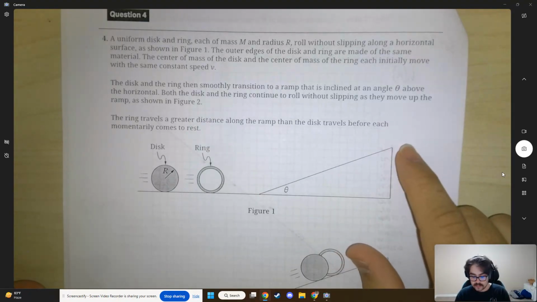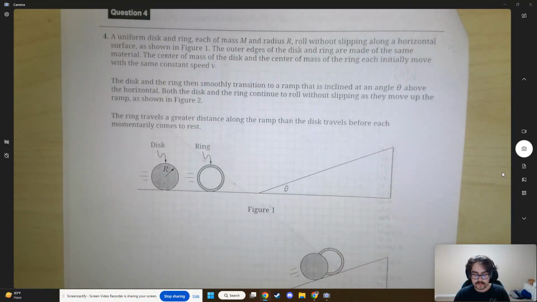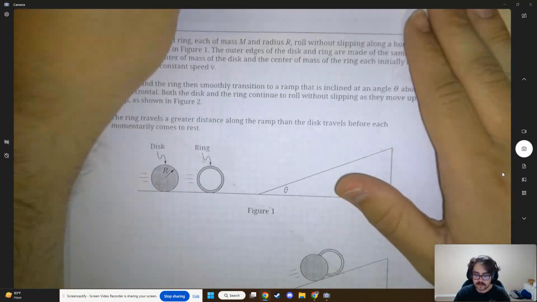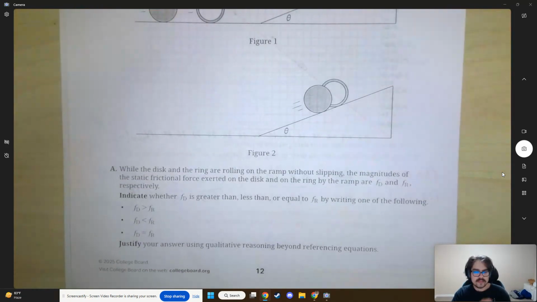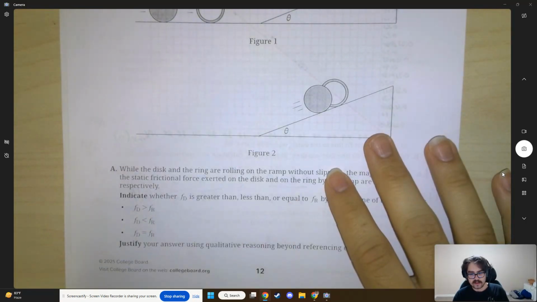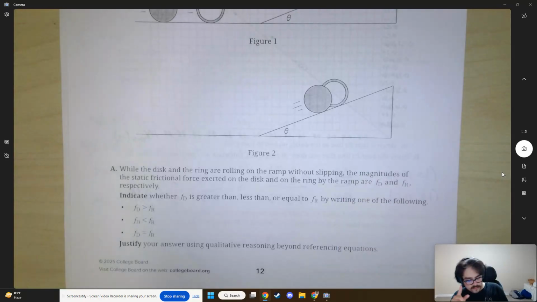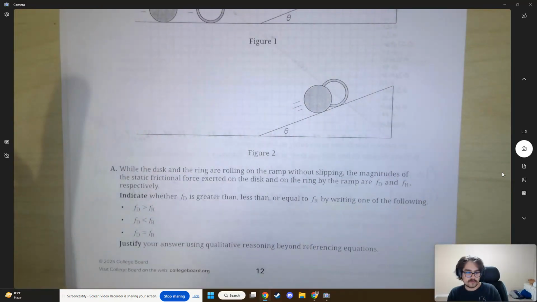Both the disk and the ring continue to roll without slipping as they move up the ramp as shown in figure 2. The ring travels a greater distance along the ramp than the disk travels before each momentarily comes to rest. Okay, so let's see. When you have them going up the incline, even though this is technically a rotation problem, I actually think it's easier to think of it in terms of linear kinematics, or in terms of just typical Newton's translational kinematics, right?